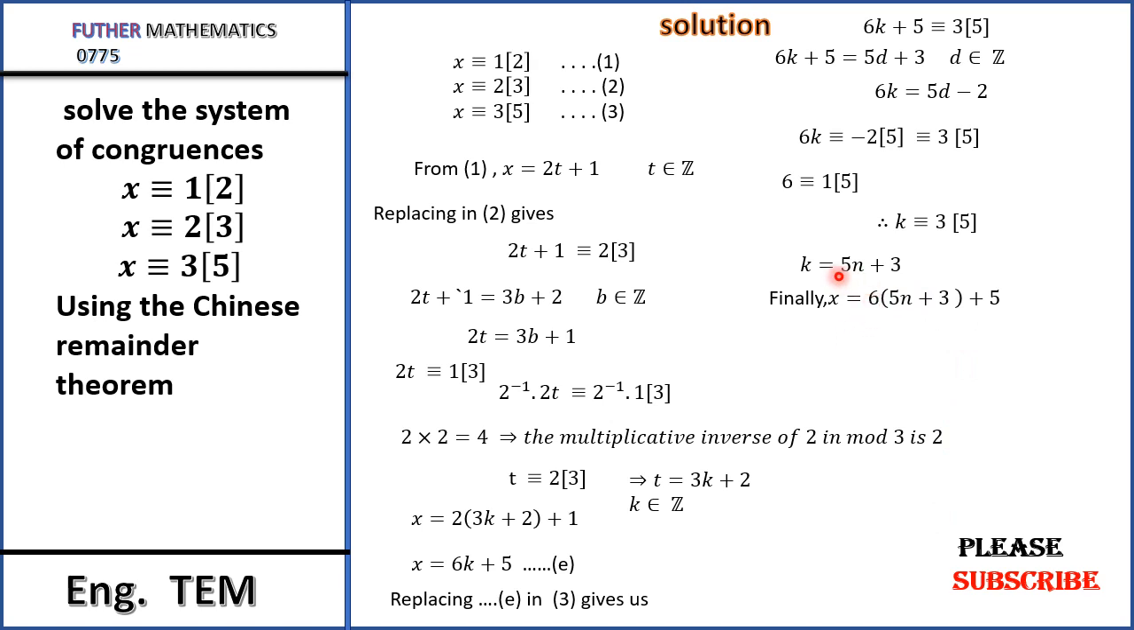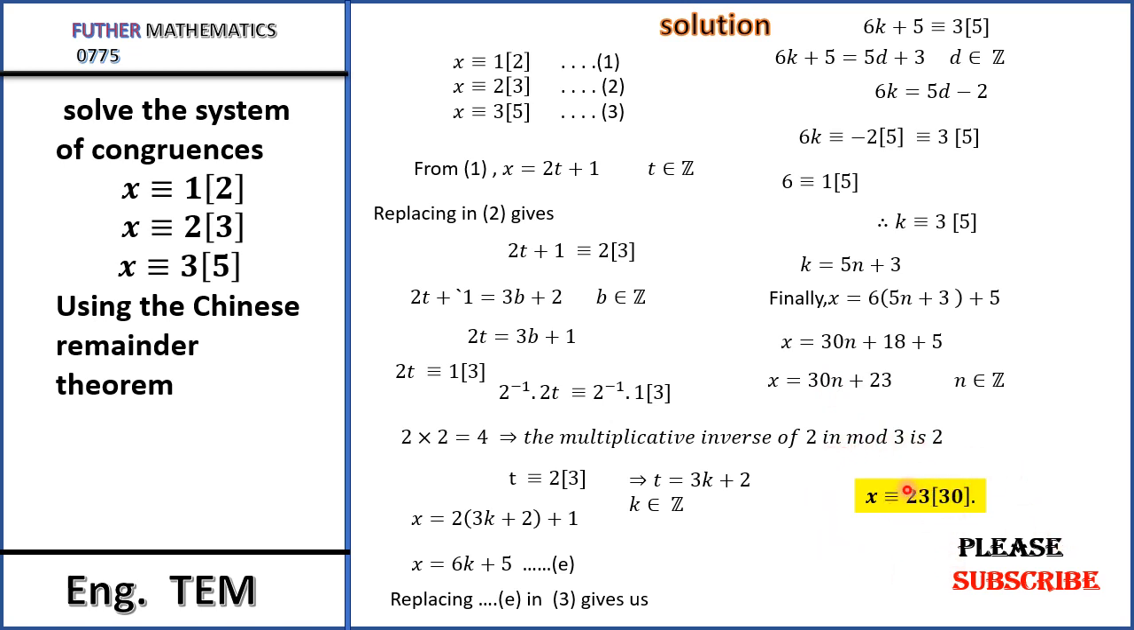So if k is equal to this, I now come to this solution here and replace the value of k. That will give me 6 times (5n plus 3) plus 5, and that will give me 30n plus 18 plus 5. And when you simplify that, you get 30n plus 23. Writing this in a congruence equation, this is a solution to this system. Actually, we are almost done. So the answer here is x is congruent to 23 in mod 30. Just write it as a congruence equation. So that is the answer.